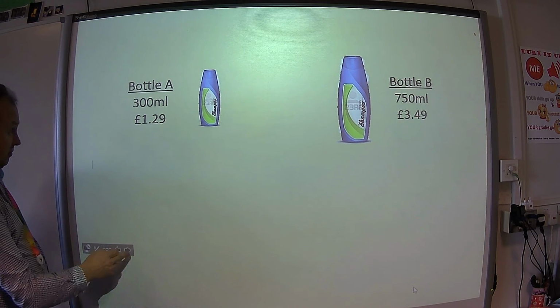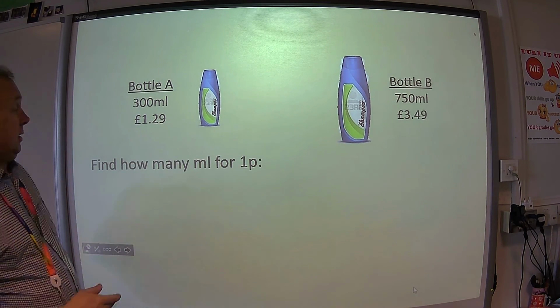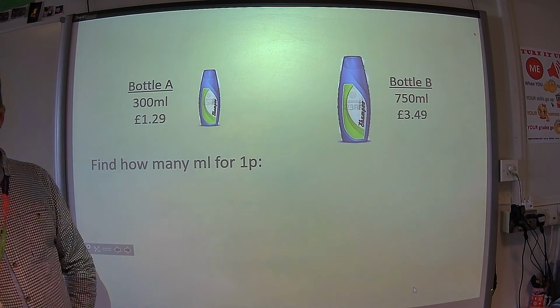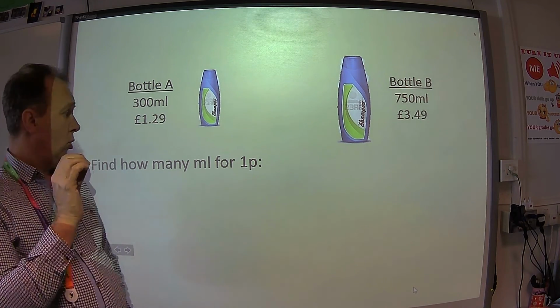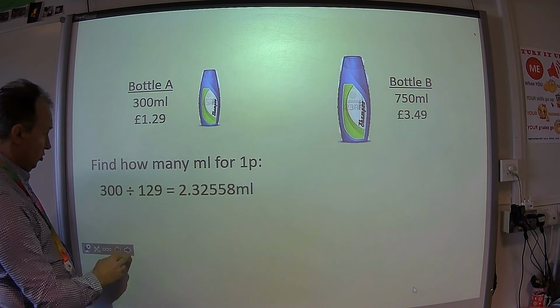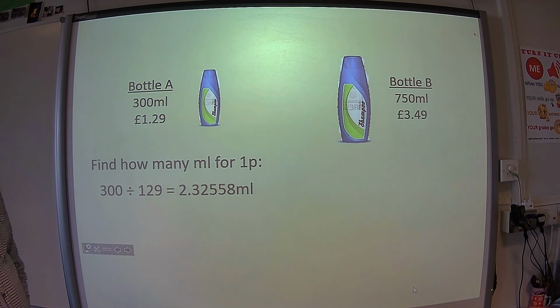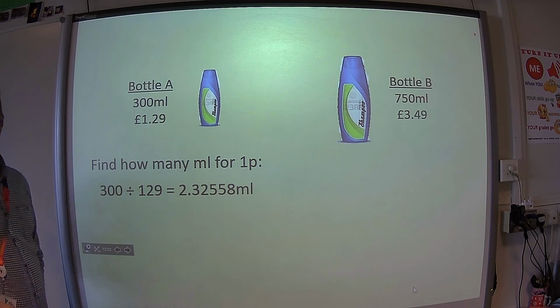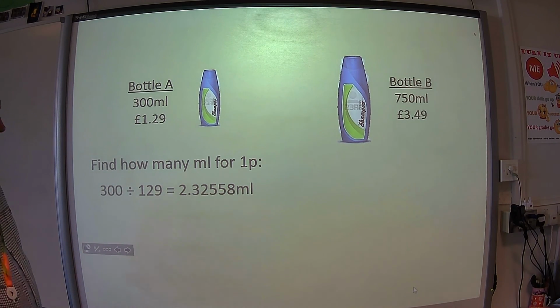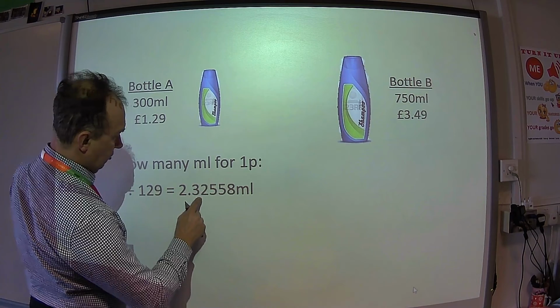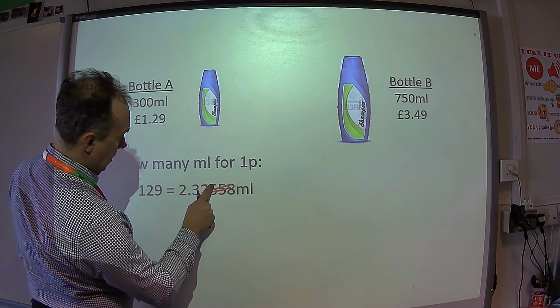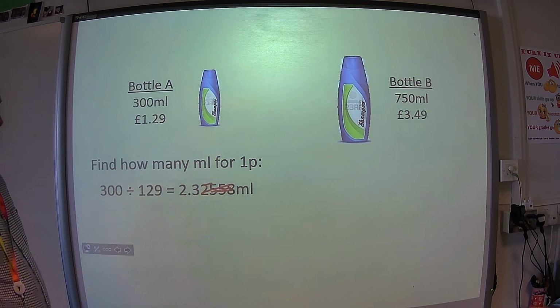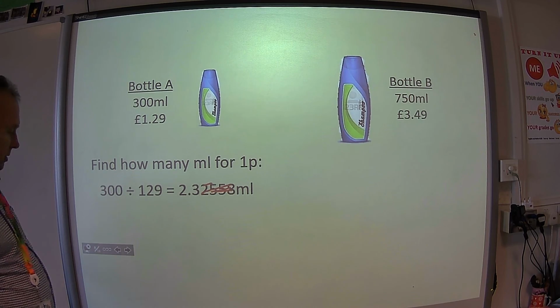First up, there's the very much calculator-based way, and it's find out how many millilitres you get for 1 pence. So what we do is we take the total millilitres and we divide it by the pence that it costs. It costs 129 pence, £1.29. We can forget these really here, they're a bit pointless. But it's about 2.3 millilitres, and that is per penny, okay?